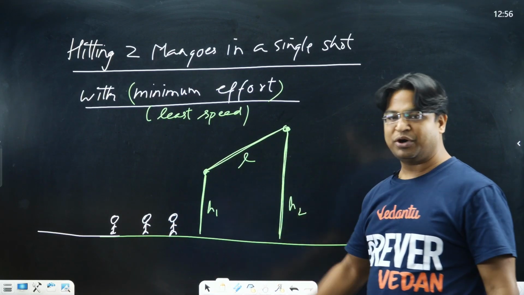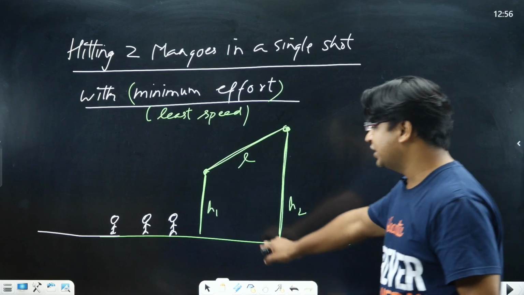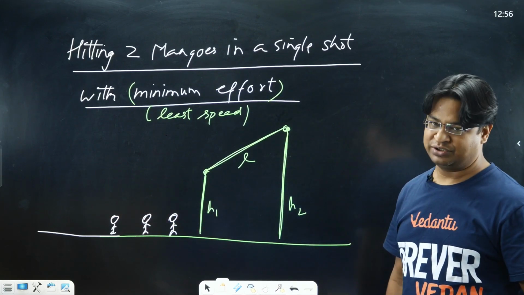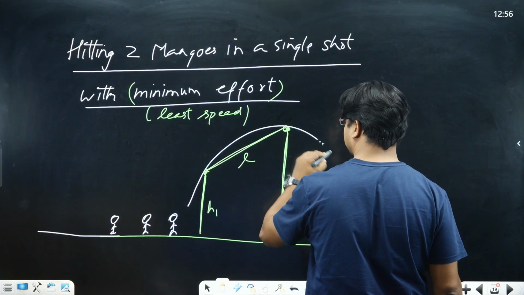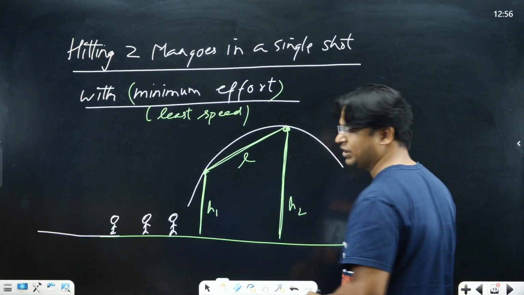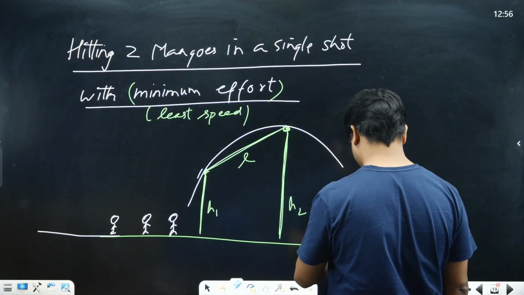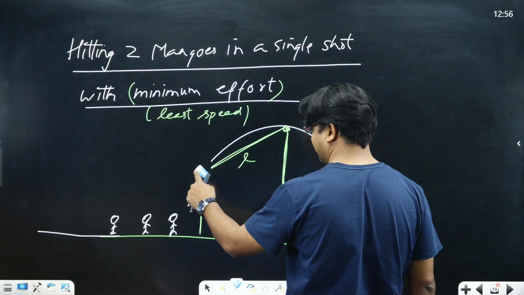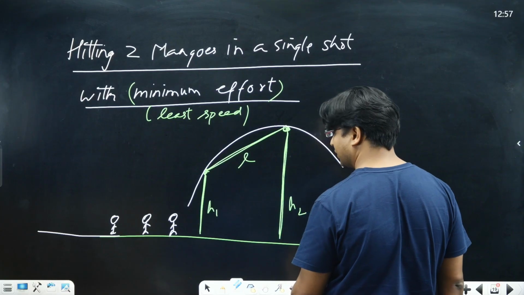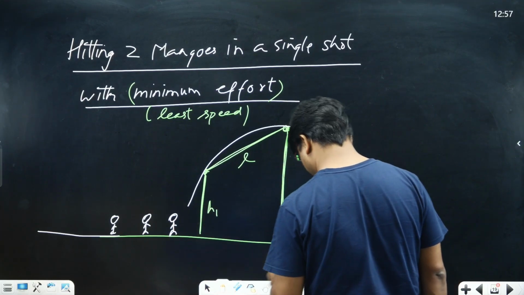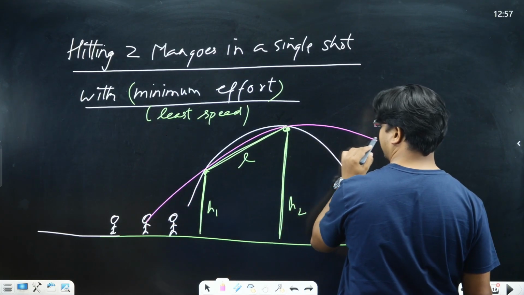So we have allowed them to throw a stone from any place they want, so they can choose their point of projection. Now whoever can hit the two mangoes in a single shot, with least speed, there are multiple places from where the shot can be made. It's not that only a specific shot will do the thing. It is quite possible that another person is also able to hit it from a different position with a different speed.